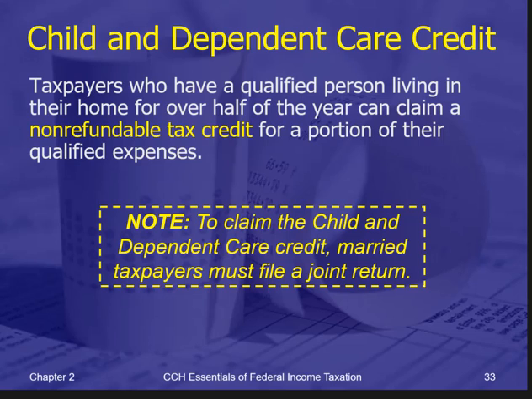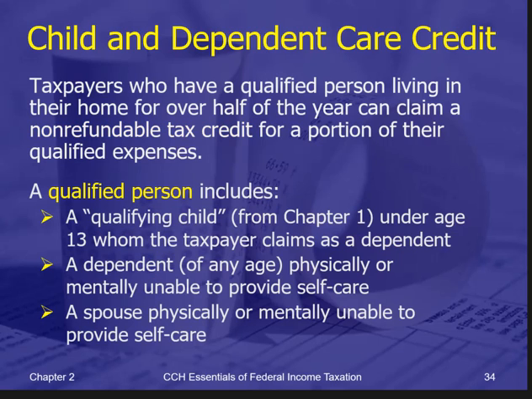There's a little caveat. You have to file joint returns, so married filing separately do not get to claim this credit. Now, who's this qualifying person? It's either a child under 13 as a dependent. Remember our definition of dependent. This is one of those areas where being able to claim someone as a dependent is important. Or they can be older than 13 if they are physically or mentally unable to provide self-care.